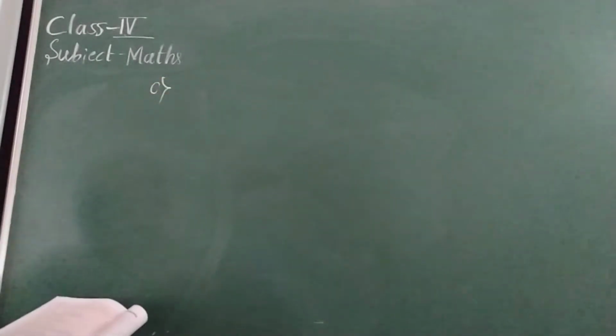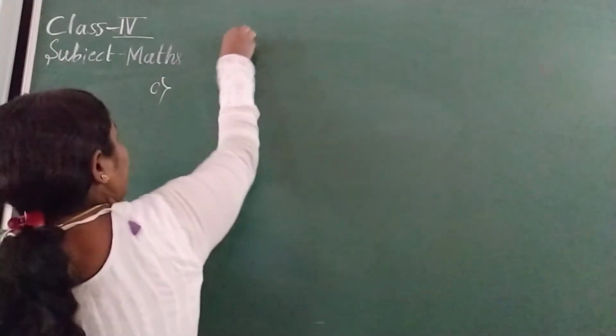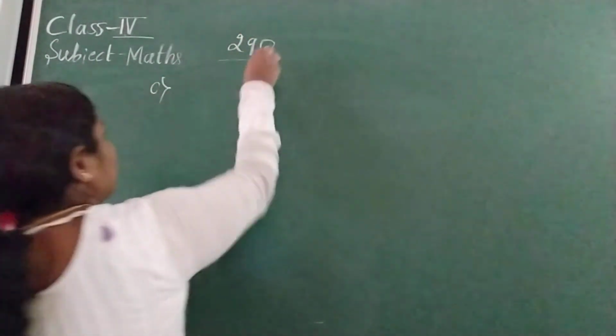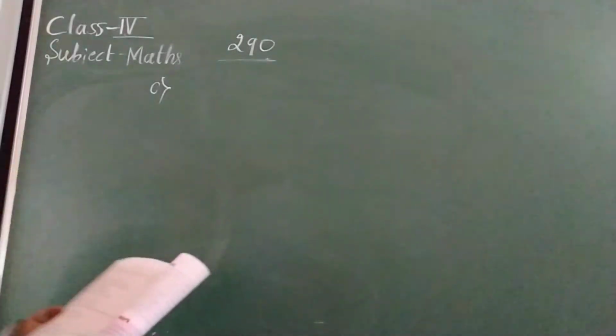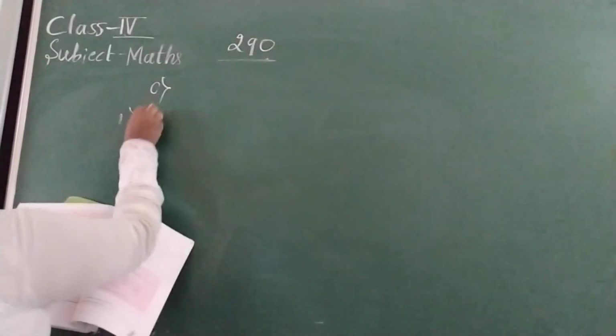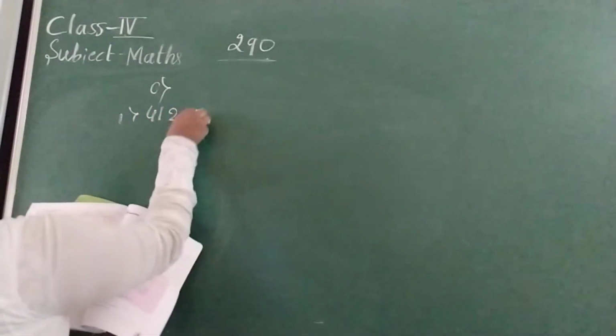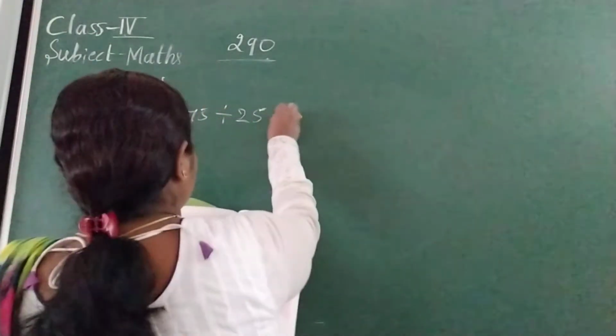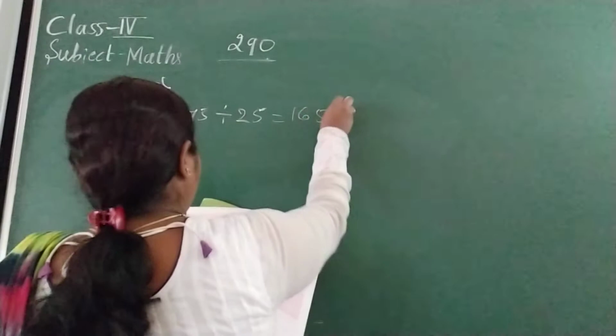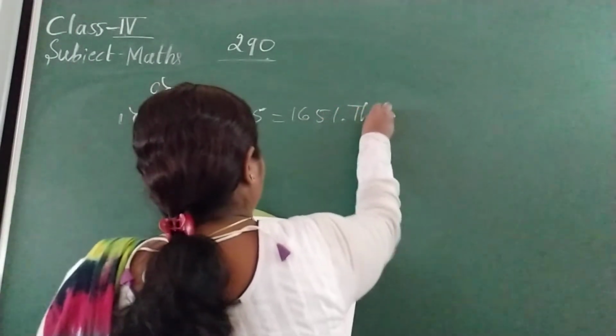Next, C, fill in the blanks. Page number 290 I am talking about. Fill in the blanks. I'll write it here. First one: 41,275 divided by 25 is equal to 1651.